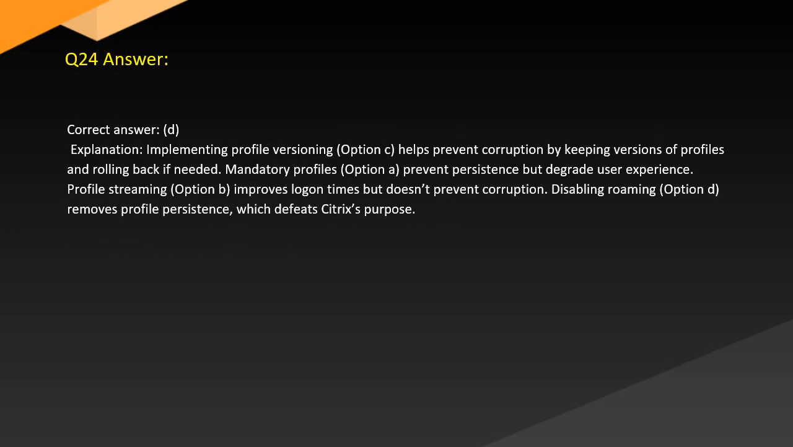Answer. Correct answer: D. Explanation: Implementing profile versioning, Option C, helps prevent corruption by keeping versions of profiles and rolling back if needed. Mandatory profiles, Option A, prevent persistence but degrade user experience. Profile streaming, Option B, improves logon times but doesn't prevent corruption. Disabling roaming, Option D, removes profile persistence, which defeats Citrix's purpose.